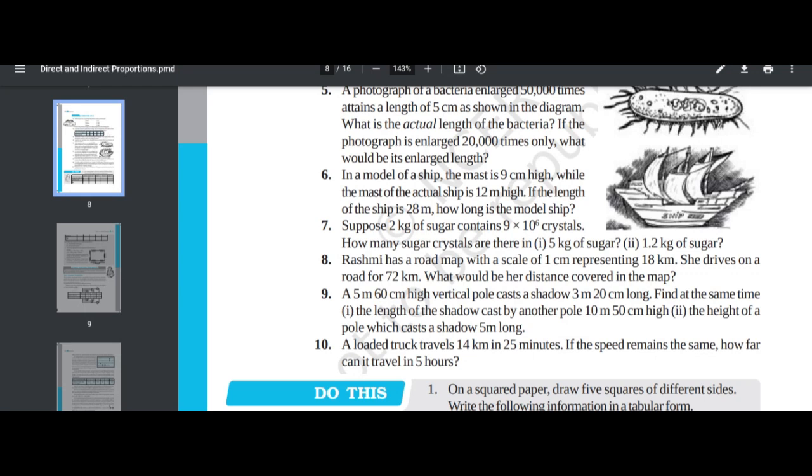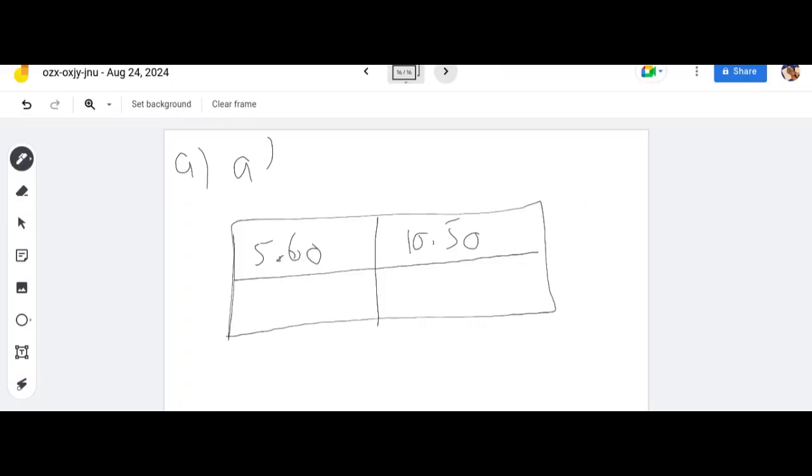Look here in question number 9, the 5 meter and 60 centimeter high vertical pole casts a shadow of 3 meter and 20 centimeter long, right? Oh, okay. Yes, I didn't notice, 3.20. This is x, this is y, this is x1, this is y1. Do I have the value of y1? No. So simply I will write here xy is equal to x1 and y1.